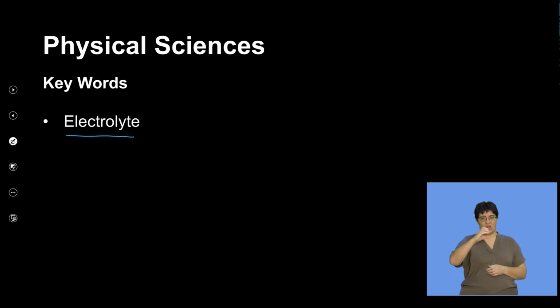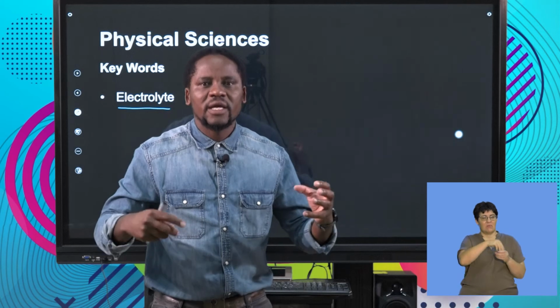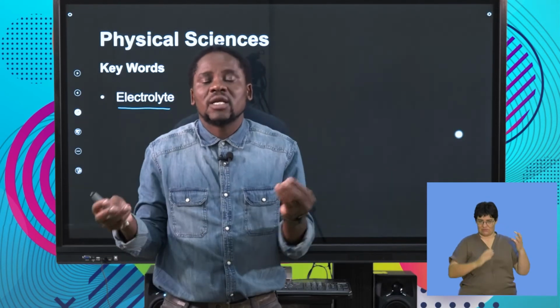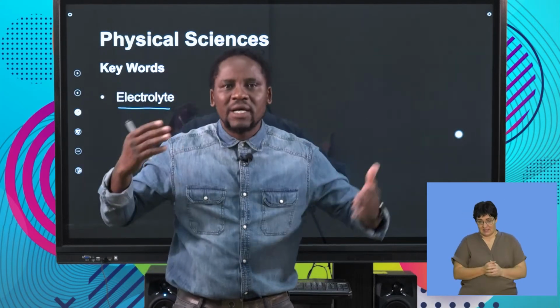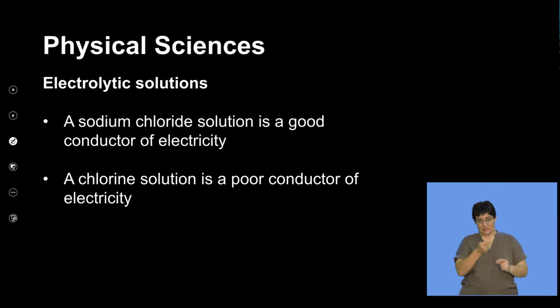An electrolyte is actually an ionic substance that is dissolved in water, and while it does that, it will allow electricity to pass through. So an electrolyte is an electrical conductor. So let's keep that in mind as a property of solubility, right? And then it says here, if a substance is an electrolytic solution, let's look at sodium chloride as an example. A sodium chloride solution is a good electrical conductor, okay?